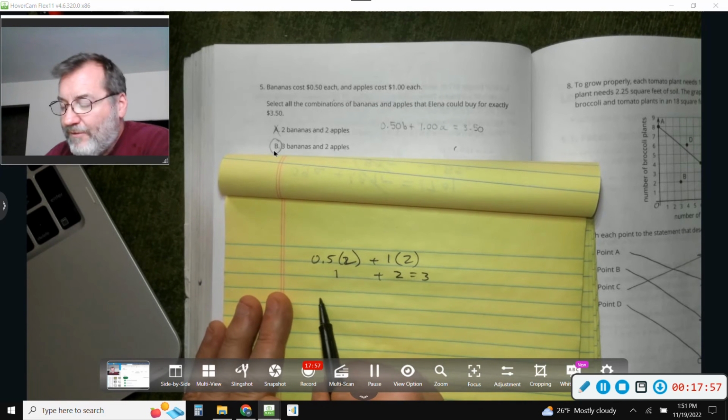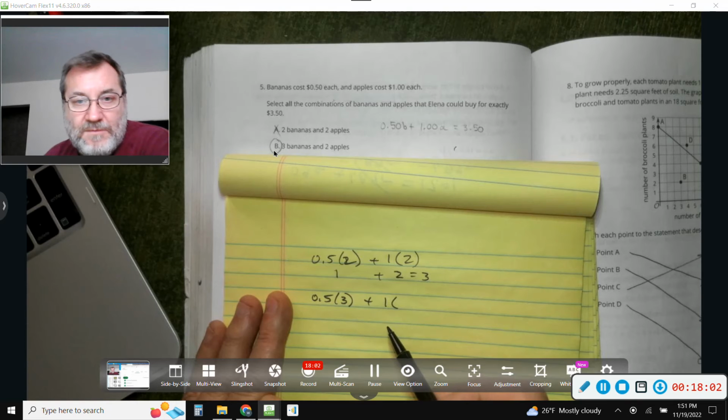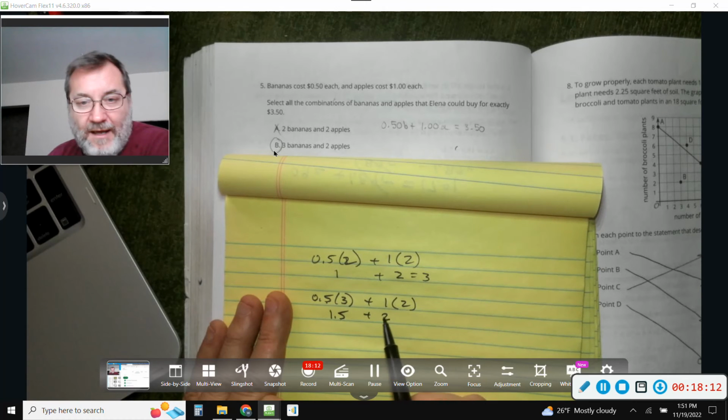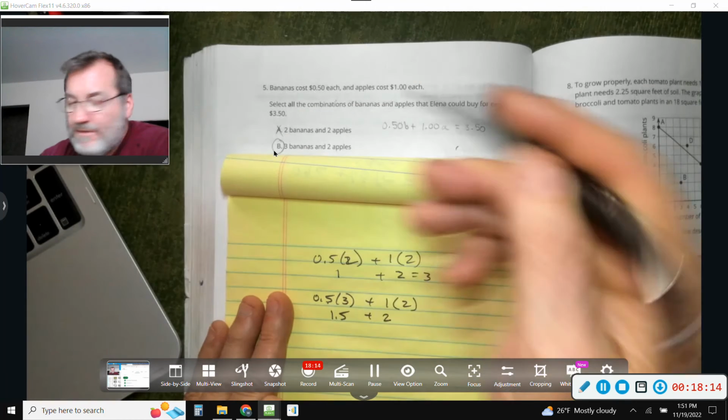Next one, you have 3 bananas, so 0.5 times 3 plus 1 times 2. Well, 3 times a half, that's 1.5. And 1 times 2 is 2. Well, 2 plus 1.5 is in fact 3.5. So that one does work. So B is the correct answer.